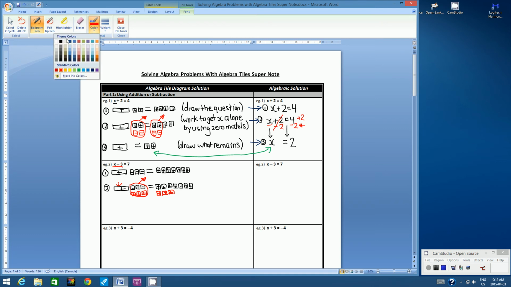Okay, so do you remember what line 3 is? Line 3, we draw what remains. So let me give you a head start. See if you can come up with the answer. So on the left-hand side, we have x alone, right? Because this was taken away. That's what we wanted. We wanted x to stand alone. And then what remains on the right-hand side? Well, it looks like we've added some tiles. So if I count them up, it looks like there are 10 positive tiles.